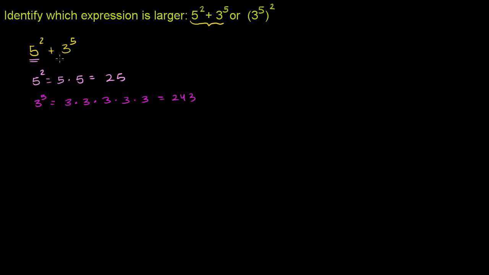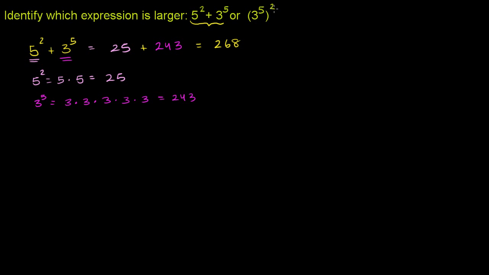So this up here is the same thing as 25. That's what 5 squared is, plus 243, which is equal to what? We can do this in our head. 268, right? So that's what this first expression is.